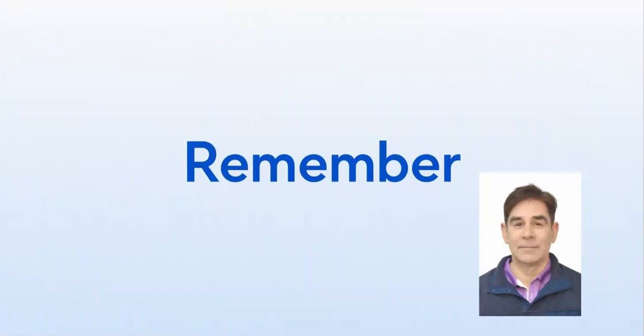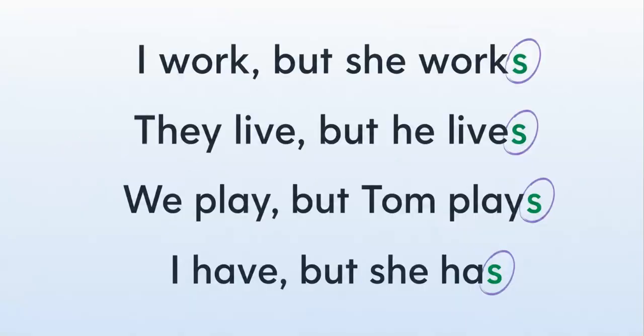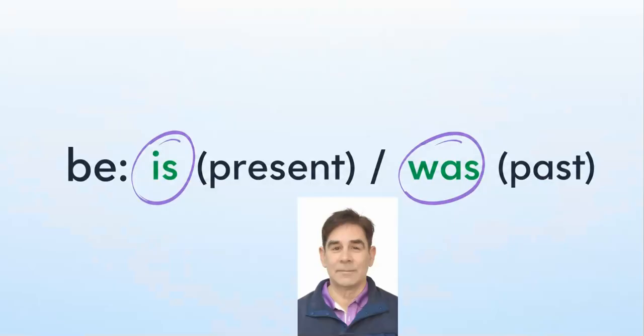To review, remember the S form of the verb is used with third person singular subjects in the present tense. For example, I work, but she works. They live, but he lives. We play, but Tom plays. I have, but she has. All of these verbs end in S. With be, it's a special case.